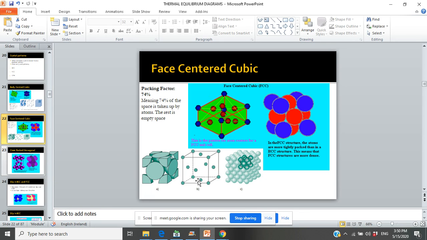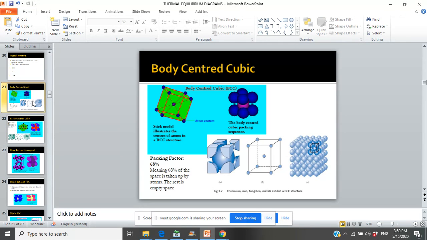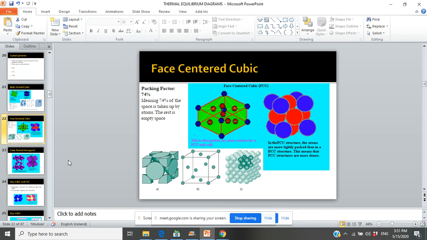Okay. So now, the question we need to ask is, why do we need to know this? Why bother? What importance does this have? The importance is that the way the atoms arrange themselves dictates what the properties of each metal are. So, BCC, body centre cubic atom arrangements, are usually hard, brittle, and less ductile. FCC are usually more ductile, softer, and much easier to bend.